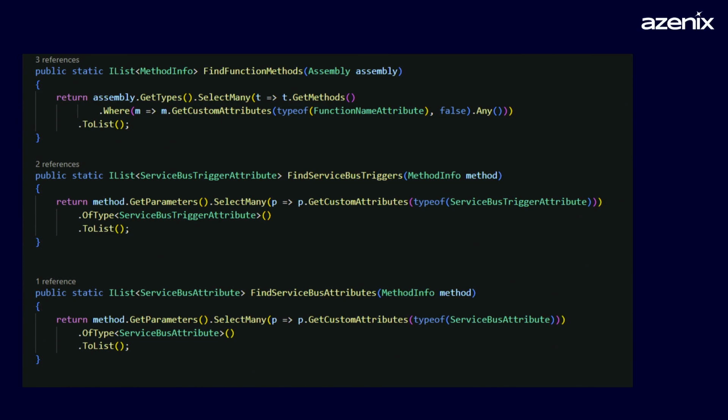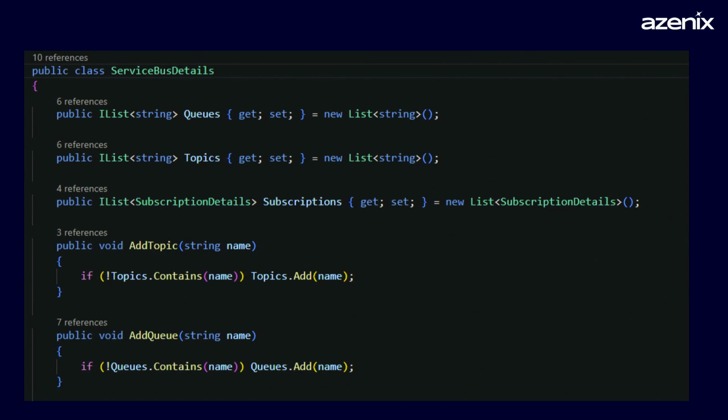So what I've got here is a few functions. One of them scans an assembly and finds all the attributes that label the Azure functions. Then once you've found that, you look for the triggers that are Service Bus triggers. And when you've found that, you dig out the Service Bus attributes. And once you've found those things in your code, you can start building an object. So here's an object called Service Bus Details, and it has a list of all the queues, all the topics, and all the subscriptions it's found in my code.